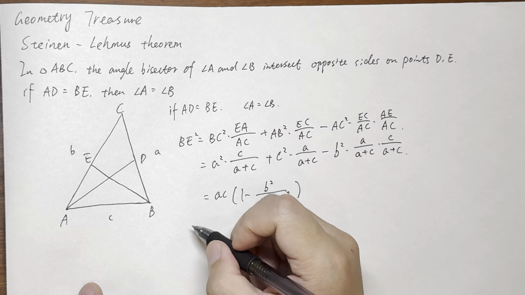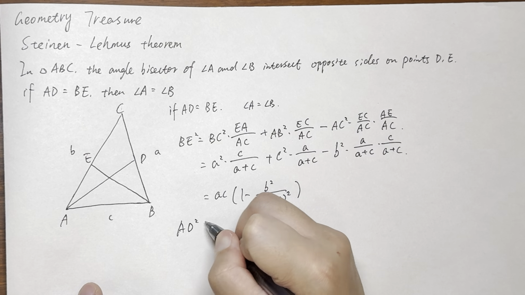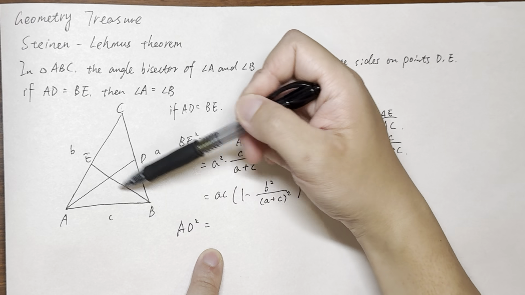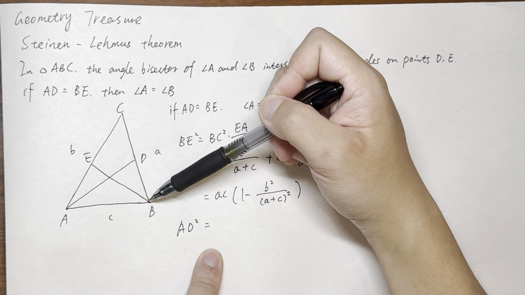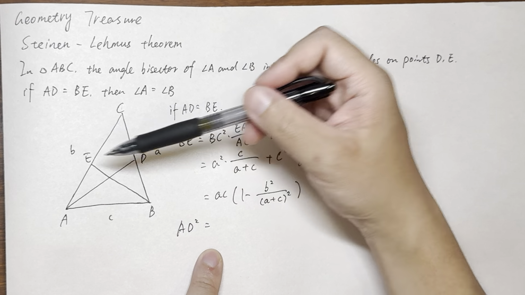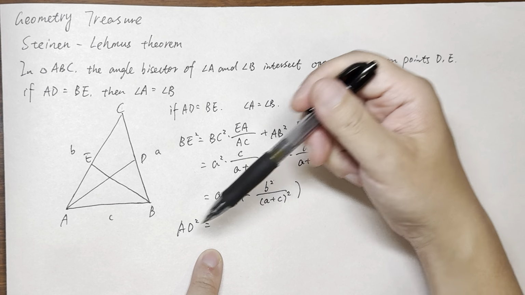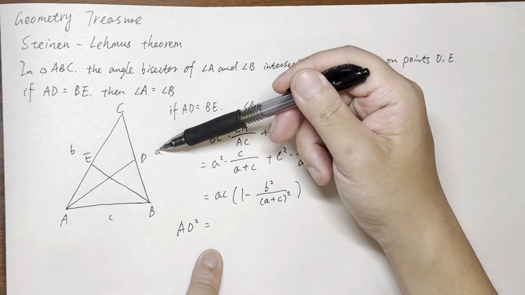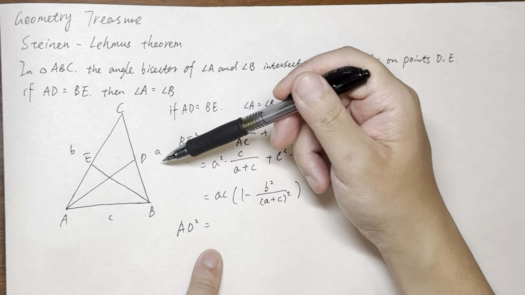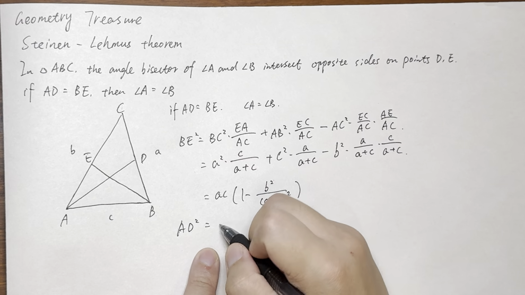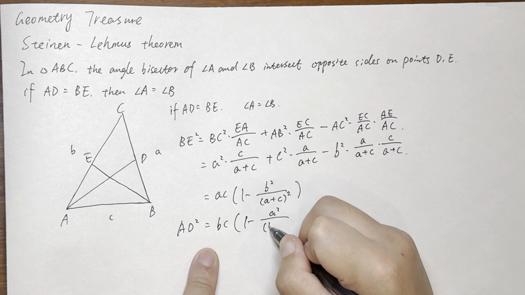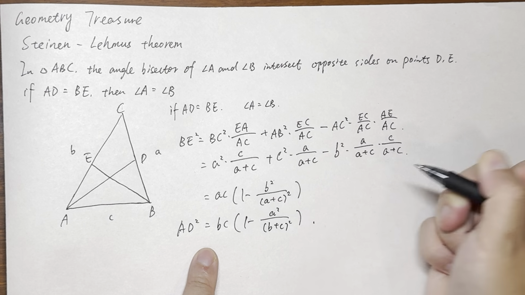Similarly, we can calculate AD squared. Look at BE squared: the opposite side of angle B is b here, which occurs here, right? So for AD squared, the opposite side of angle A is a. So we can directly write it as bc times 1 minus a squared divided by b plus c squared.